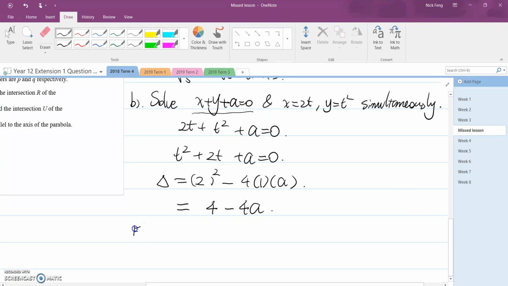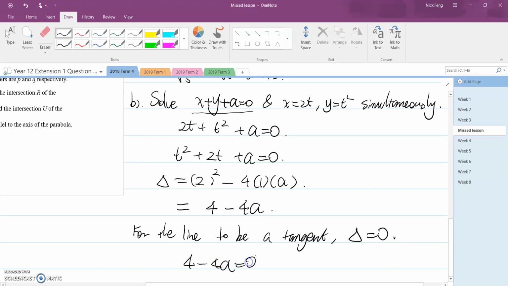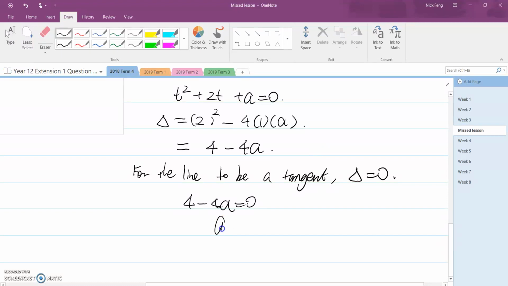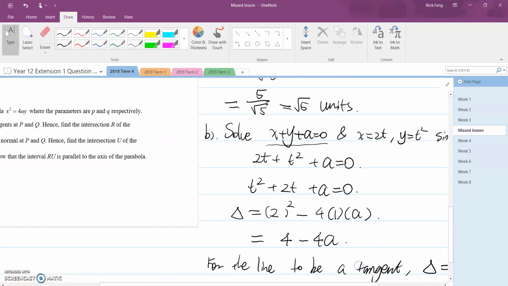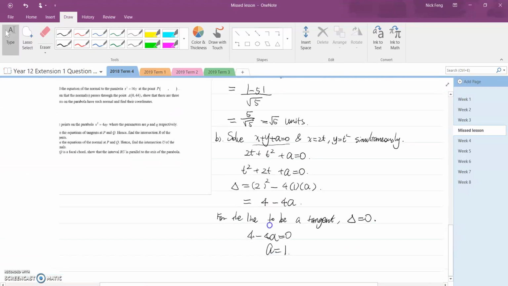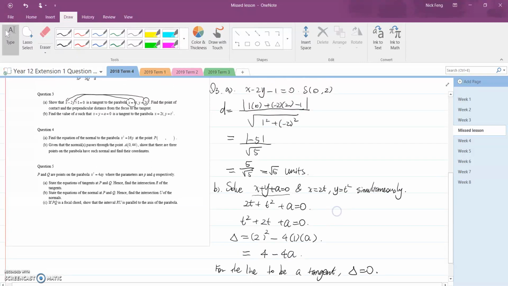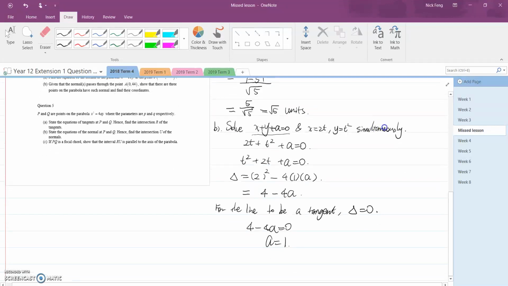So for the line to be a tangent, discriminant equals 0. So therefore 4 minus 4a equals 0. Of course, a equals 1. So that is how we do this one. The value of a is 1 when it becomes a tangent.